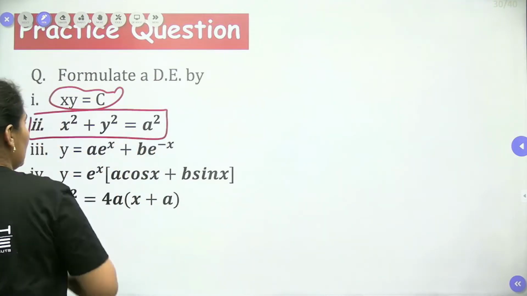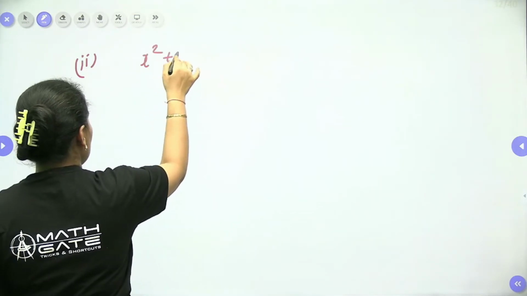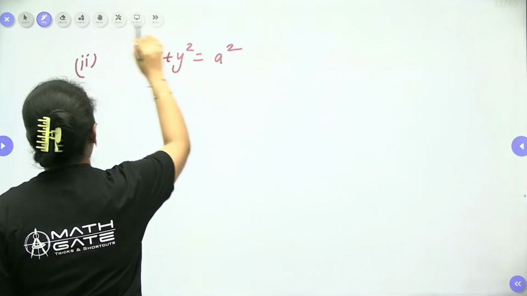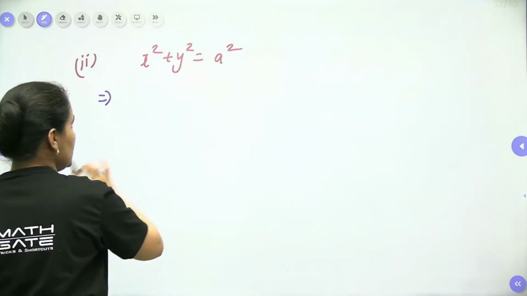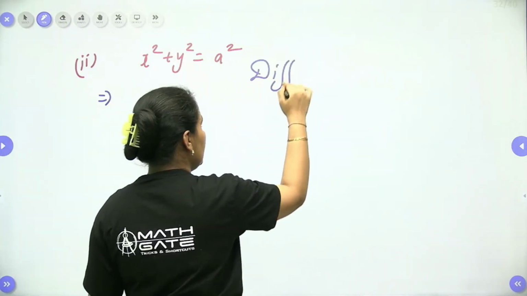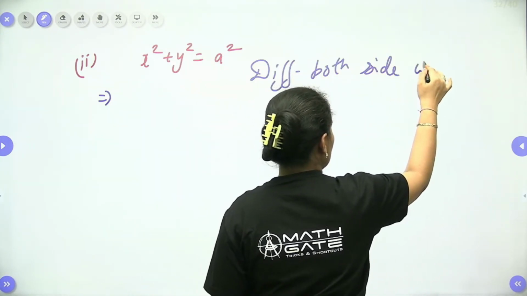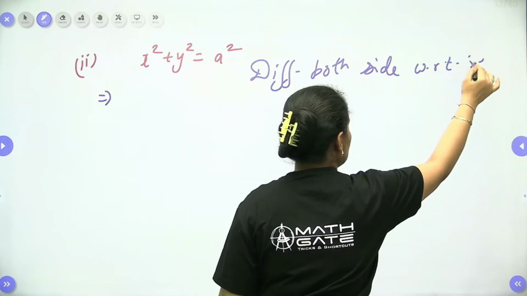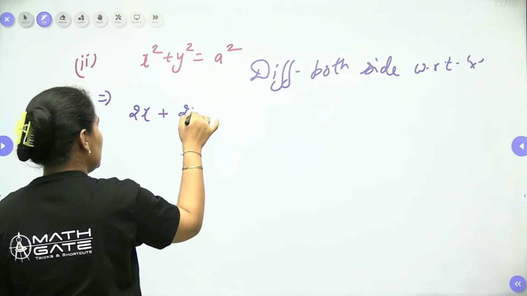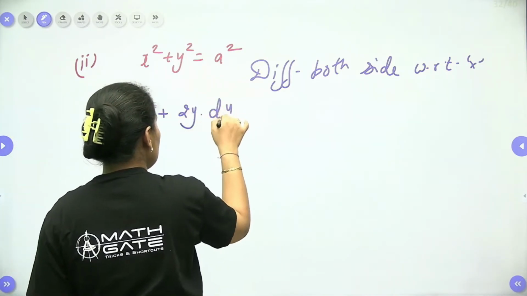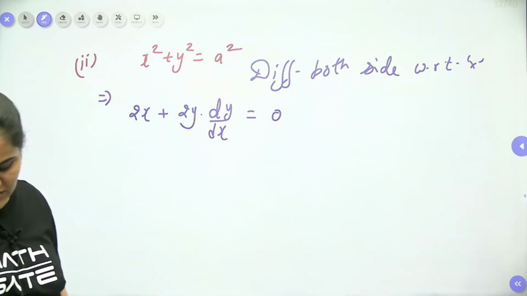As I already told you, I will show you each and everything. Now let's talk about the second example. Here we have x square plus y square is equal to a square. How can we eliminate this one? Let's approach. We have to differentiate both the sides with respect to x only. When we differentiate, it will be 2x plus 2y and dy by dx. And the differentiation of a square will be 0, my dear students.